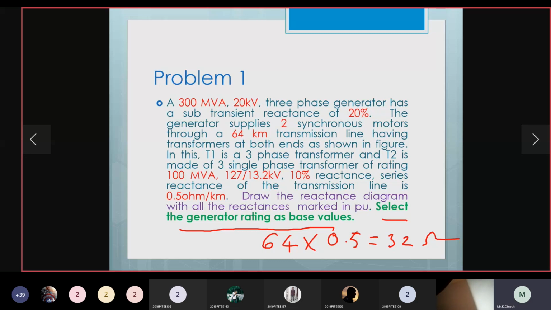Do you have any doubts or clarifications regarding problem number 1?